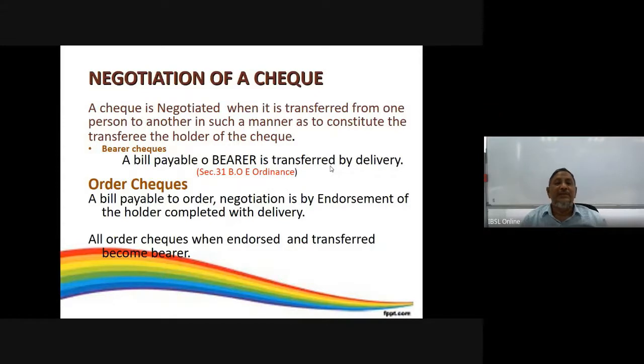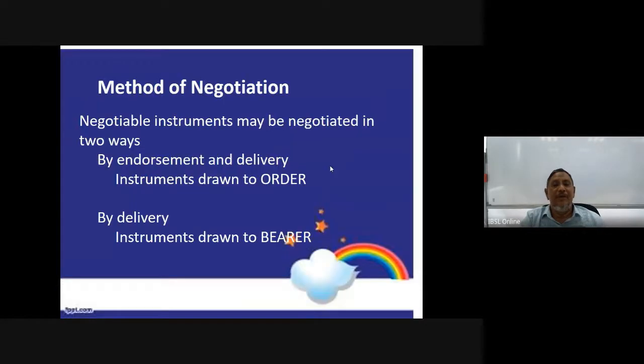So with a bearer check, just delivery, just giving hand to hand, can transfer it. Order checks have to be endorsed and handed over by delivery. All order checks when endorsed and transferred become bearer. After the first transaction of the order check, when endorsed and transferred, thereafter it becomes a bearer check. It can be negotiated just by delivery. Right? So therefore, a negotiable instrument may be negotiated two ways: by endorsement and delivery, for an instrument drawn to order; by delivery, for an instrument drawn to the bearer. Right?